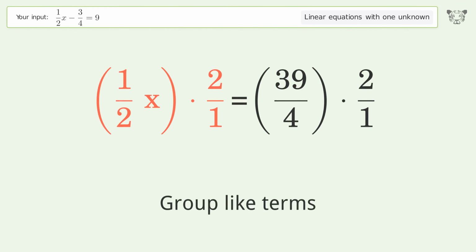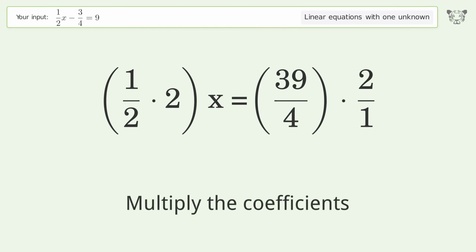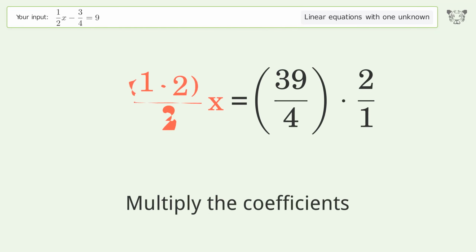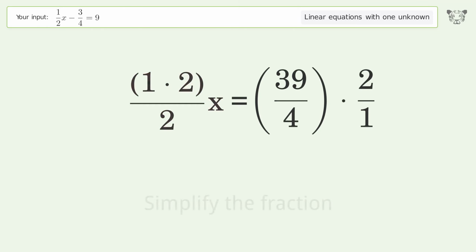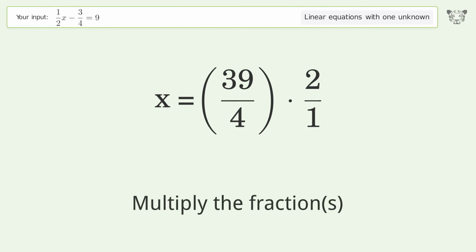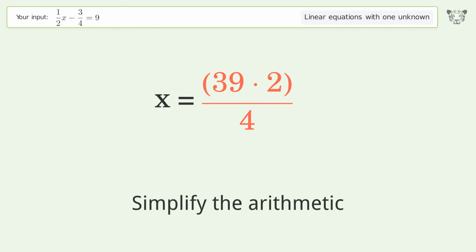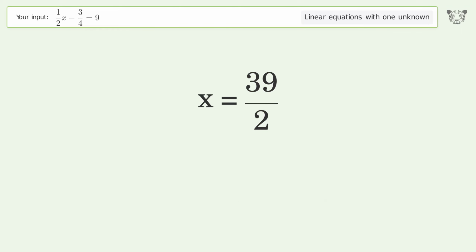Group like terms. Multiply the coefficients. Simplify the fraction. Multiply the fractions. Simplify the arithmetic. And so the final result is x equals 39/2.